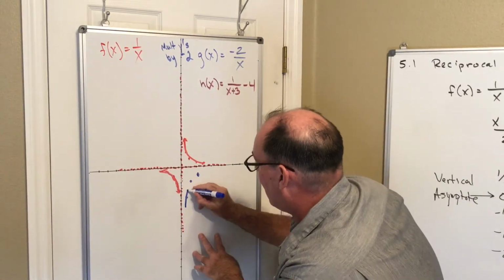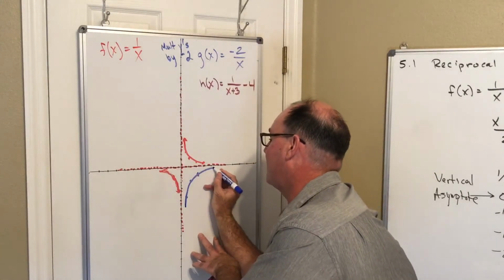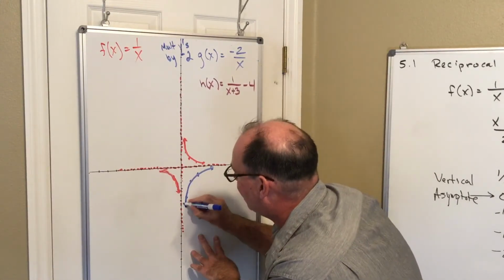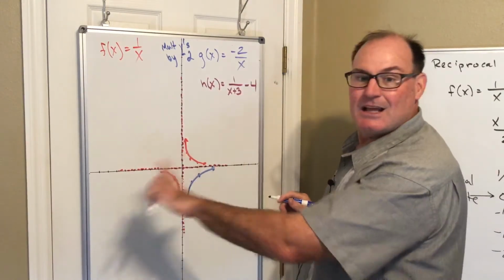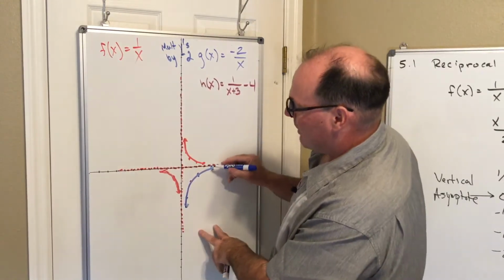It's going to be down here in quadrant 4. Again, it's just going to curve toward the asymptotes. It's not going to ever touch them or go through them. That's the first part. And now the left side of the graph, here's what's going to happen.